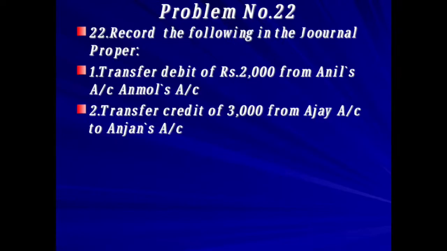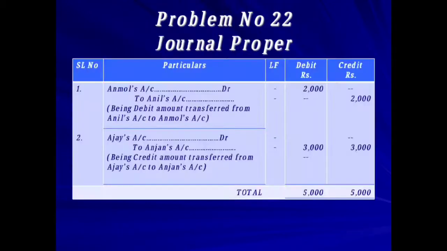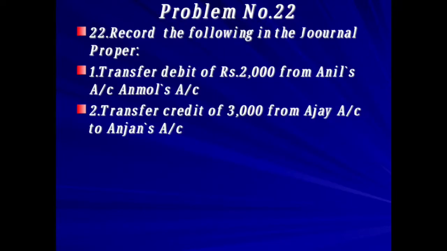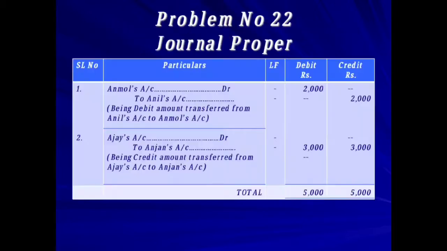Okay, so now the second problem. 22nd problem, record the following transaction in journal proper. Transfer debit of rupees 2000 from Anil account to Anmol account. So what will be the entry? Anmol account debit to Anil's account, being debit amount transferred from Anil to Anmol, 2000 rupees. Then second, they have given transfer credit of rupees 3000 from Ajay to Anjan's account. Okay, so Ajay's account debit to Anjan's account, being credit amount transferred here, rupees 3000. Then total we have 5000 both the side.